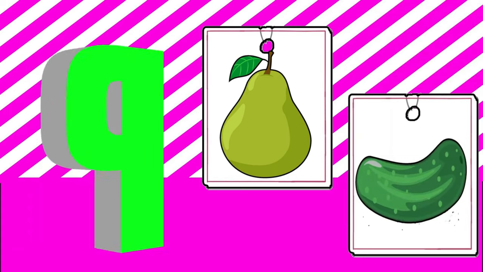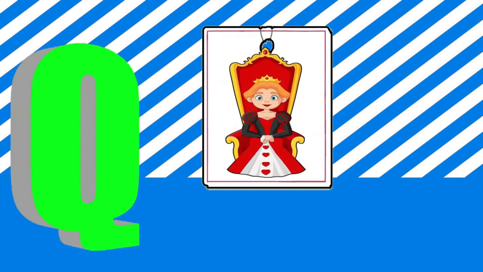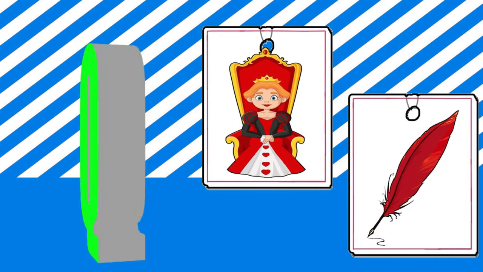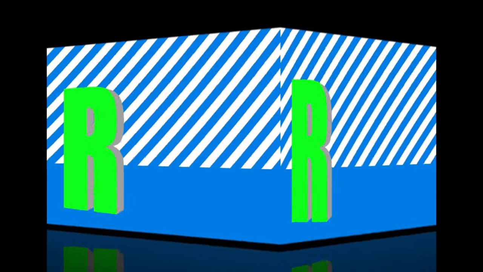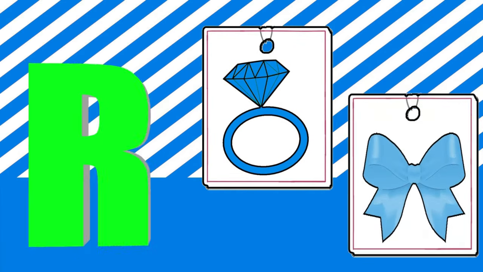P. This is the letter P. P sounds like P. A green pear, a green pickle. Q. This is the letter Q. Q sounds like Q. A red quill. R. This is the letter R. R sounds like R. A blue ring, a blue ribbon.